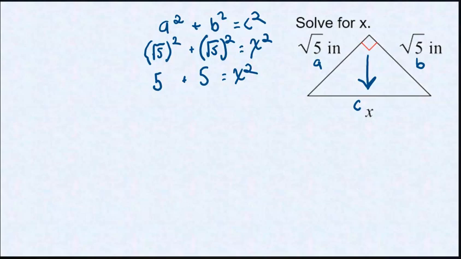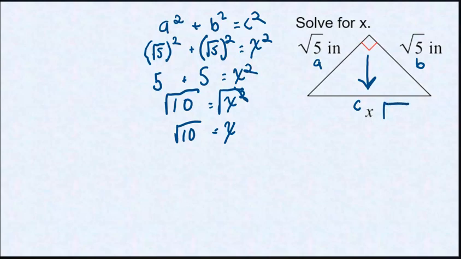Takes a little time to learn those rules, but once you learn them, you'll find math becomes a little bit more straightforward. 5 plus 5 is 10. I'm going to square root 10 now to undo that square. And I believe the square root of 10 does not simplify, which it does not. So I am just going to leave my answer like this, because this is the most precise answer.